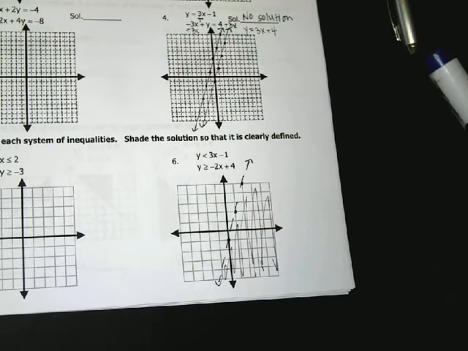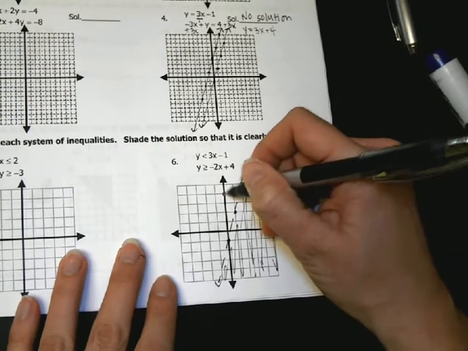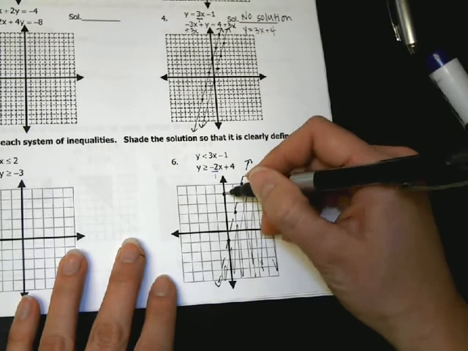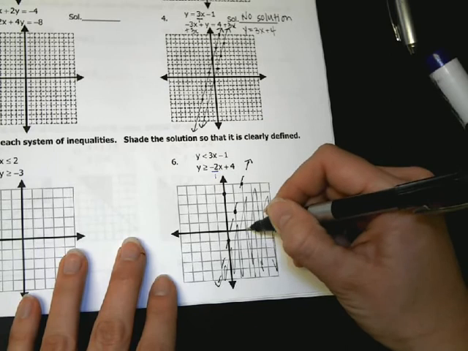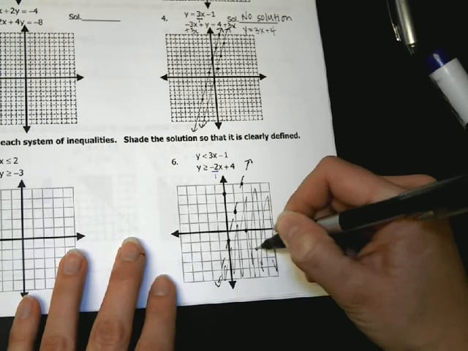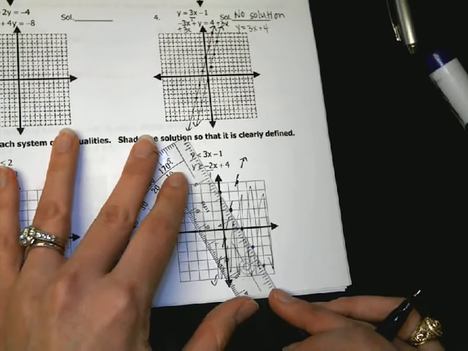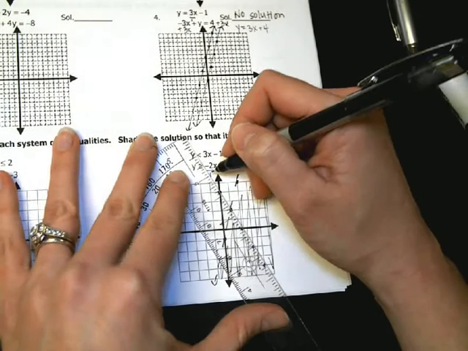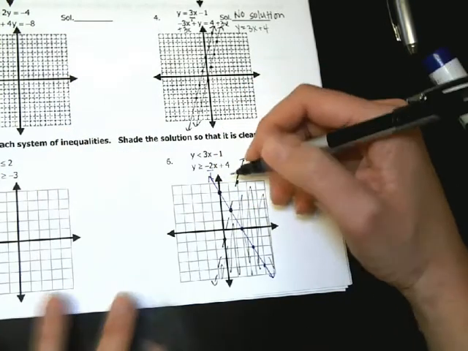Now I'm going to do the next one in blue. So I start at the positive 4, and my slope is down 2 over 1. So I go down 2 over 1. I see where they meet there. Down 2 over 1. It's going to be a solid line. And I'm going to shade this next one on a hash. I know my y's are greater, so I shade this way.